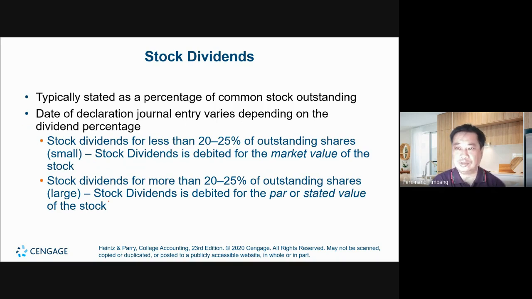So for stock dividends of less than 20 to 25% of outstanding shares, which is small, the stock dividends is debited for the market value of the stock. So if the stock dividend is less than 20 to 25%, then it is debited for the market value. But if it is large, then it has to be debited for the par value or stated value of the stock.